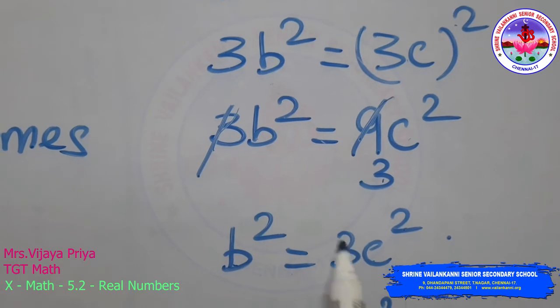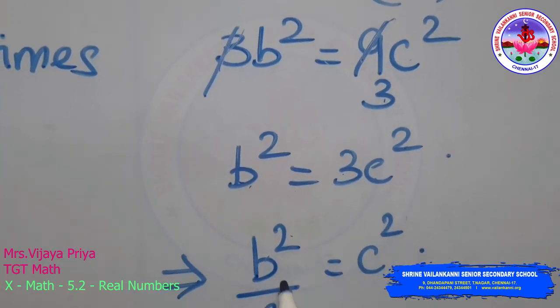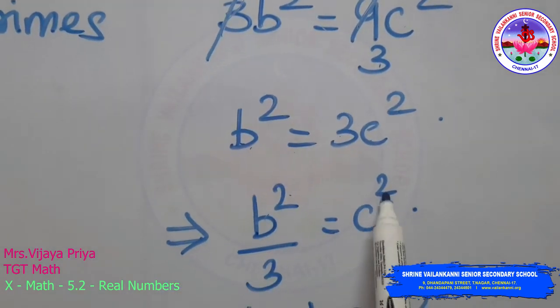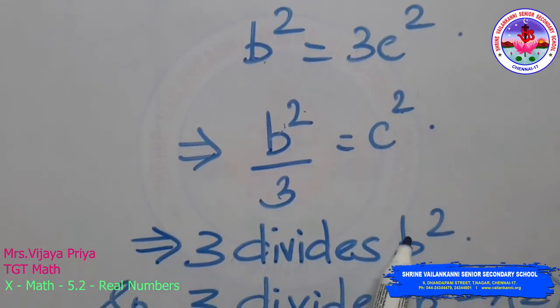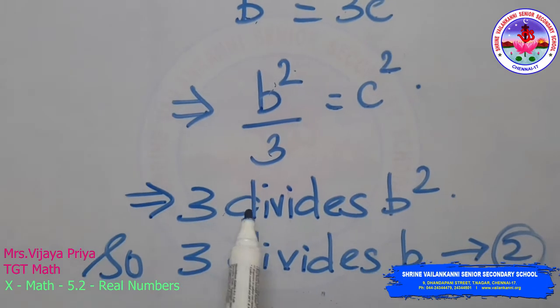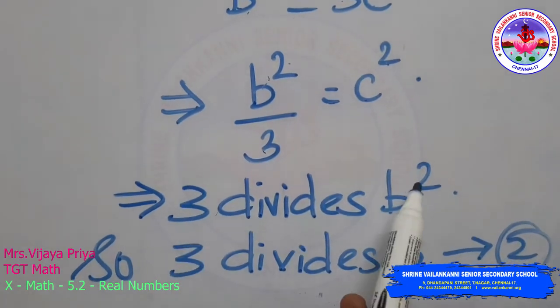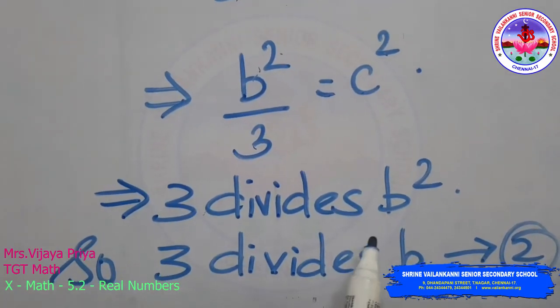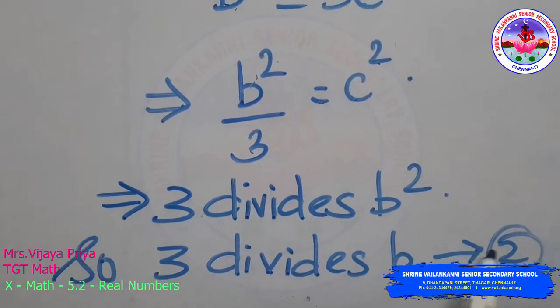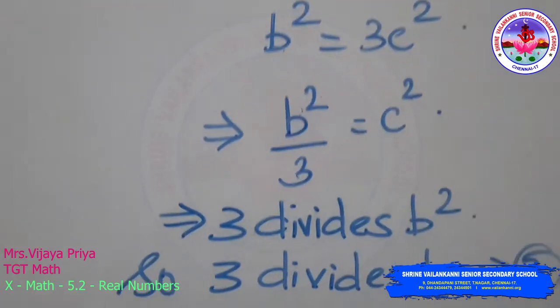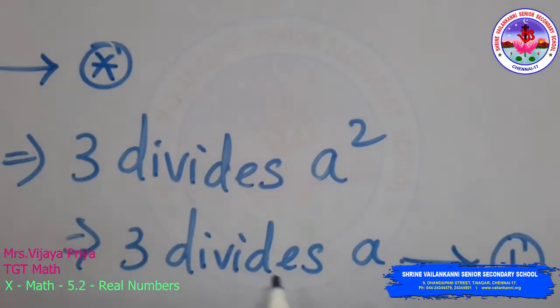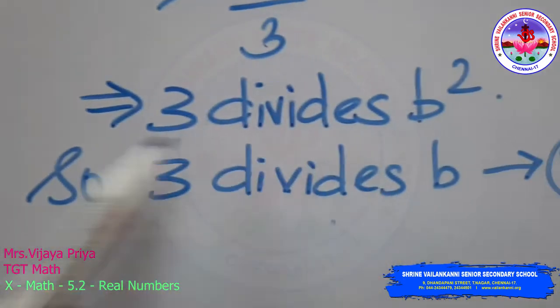Bringing this 3 to the other side, it becomes b squared by 3 equals c squared, which implies that 3 divides b squared. Again I am using property 2 here. If 3 divides b squared, then 3 should also divide b, calling this equation 2. Now I am going to compare my equation 1 as well as equation 2.